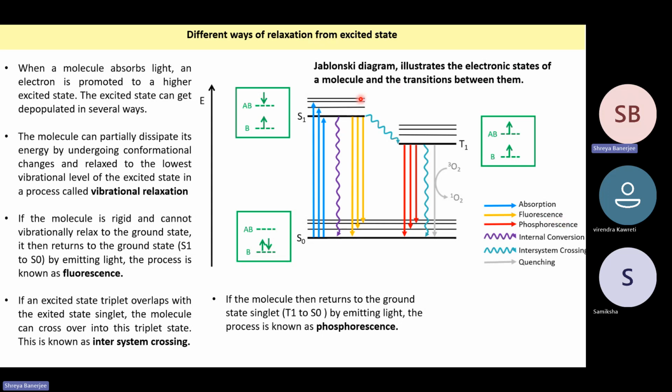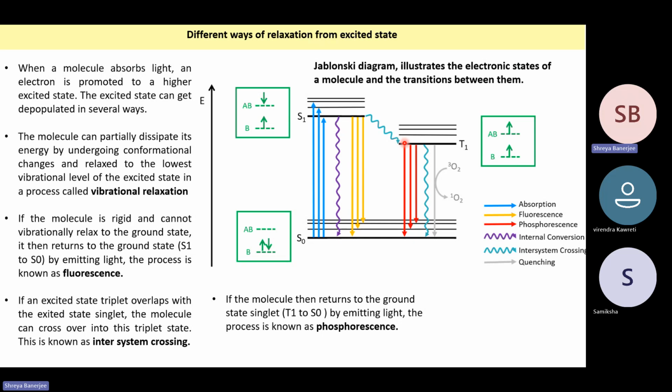Now, there is also something called a triplet state, where you have the two electrons in the same spin. So suppose from the singlet state, the electron comes to the triplet state.